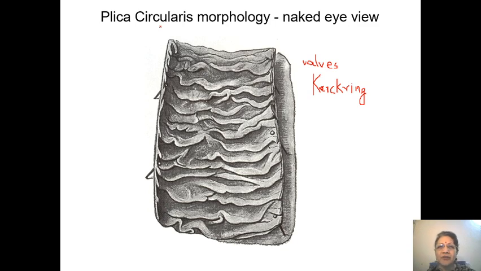So there's no actual valvular action. There is no muscular contraction or anything. But that is the look, and that's why they were called the valves of Kerckring in earlier anatomy books. But the correct or the Latin name is plica circularis.